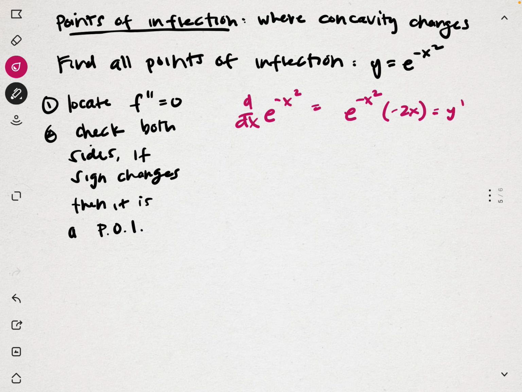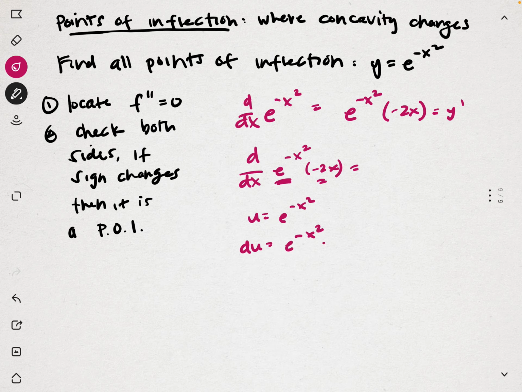Now we gotta take that and derive it again. So this time we need to product rule it, right? Because we have this thing times this thing. So u is e to the negative x squared. We already found the derivative. du is going to be e to the negative x squared times negative 2x. v is going to be negative 2x, and dv is going to be negative 2.